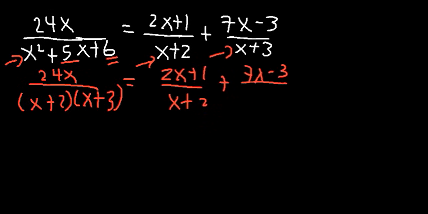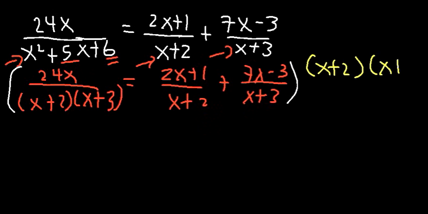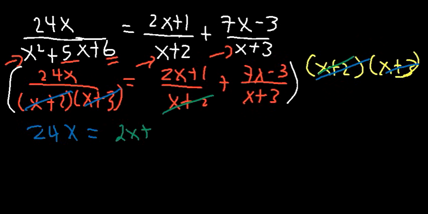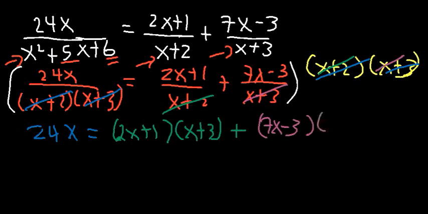So now that everything is factored, we need to get rid of the denominator. So let's multiply both sides by the common denominator, which is x plus 2 and x plus 3. So these two cancel. So all we have left over is 24x. And then these two cancel. So it's 2x plus 1 times x plus 3. And then these expressions cancel. So it's 7x minus 3 times x plus 2.